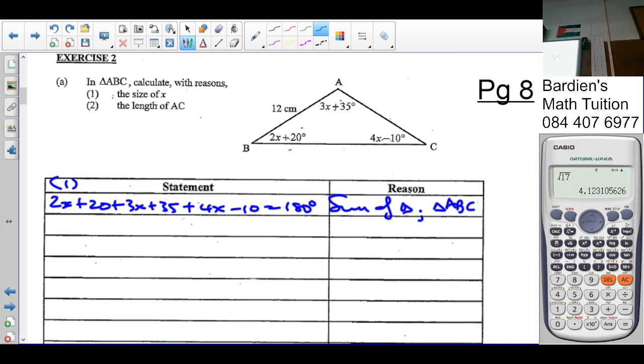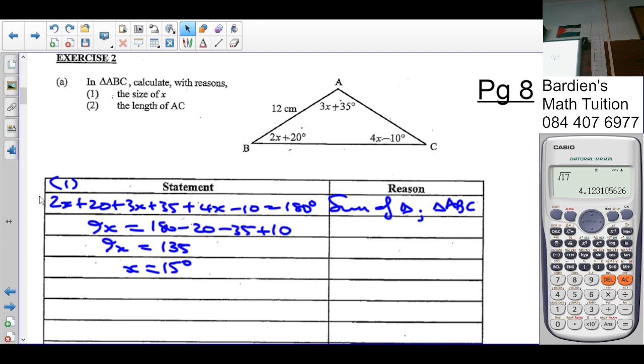Okay, you understand? So 2x plus 3x plus 4x is 9x equals 180 minus 20 minus 35 plus 10. So 9x equals 135. 135 divided by 9 is 15 degrees. That's the answer to number 1. But that's not the issue, no?